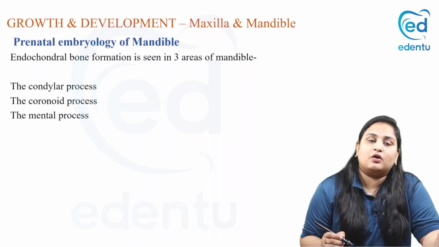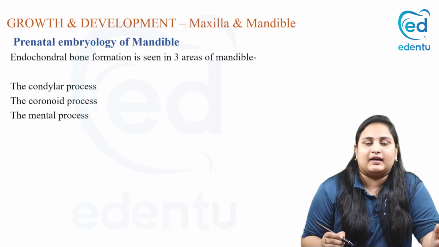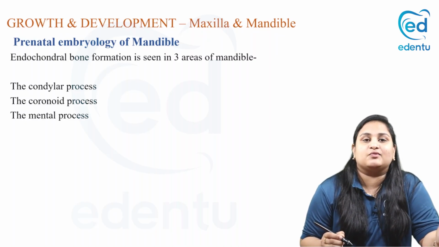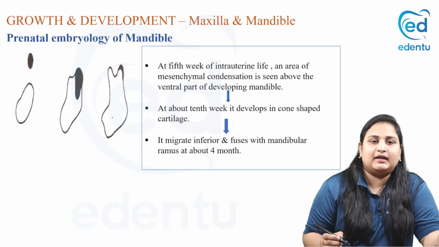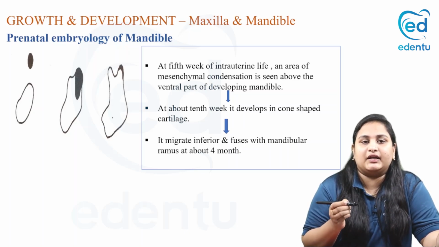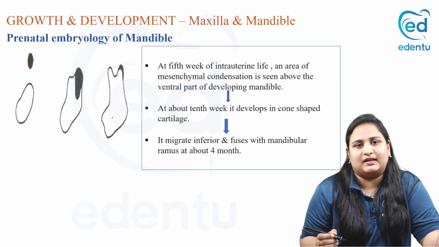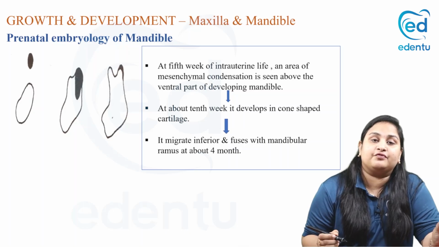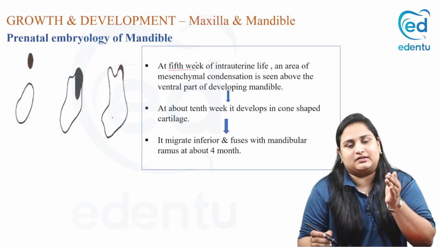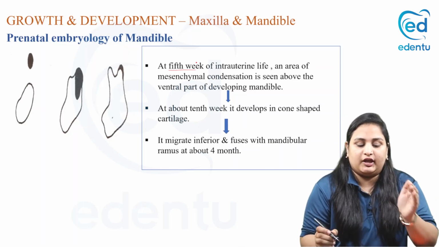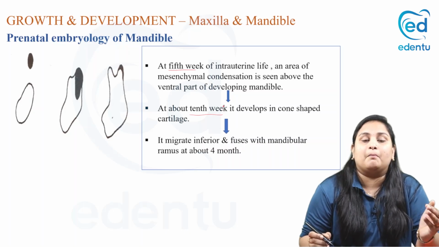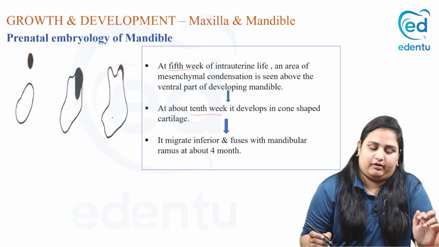Now moving on, the endochondral bone formation has three main areas of mandible. The growth is contributed from the condylar process, the coronoid process, as well as the mental process. To see in a little more detail, let's get back to the prenatal embryology of the cartilage of the coronoid process, condylar process, and the mental process. To begin with, during the 5th week of intrauterine life, there is a mesial condensation happening to the ventral surface of the Meckel's cartilage, which around the 10th week develops continuously into a cone, and about 4 months it migrates and fuses with the ramus.